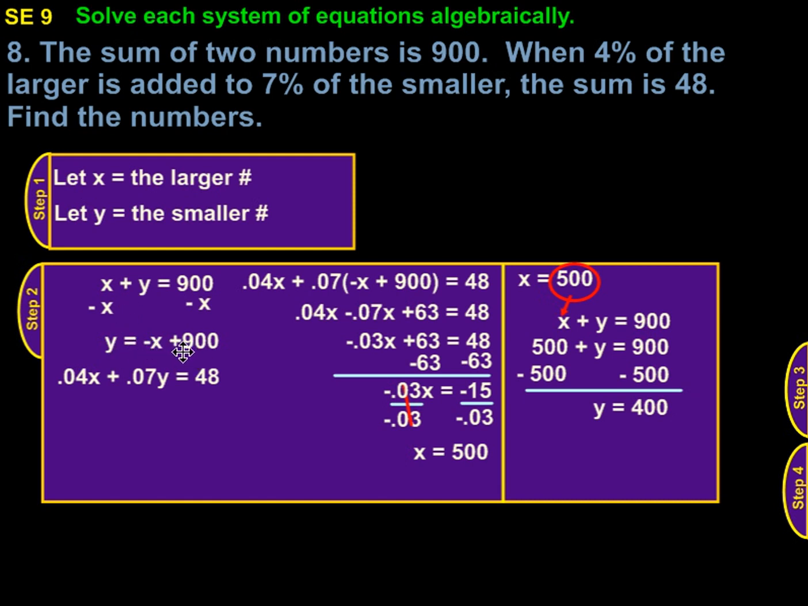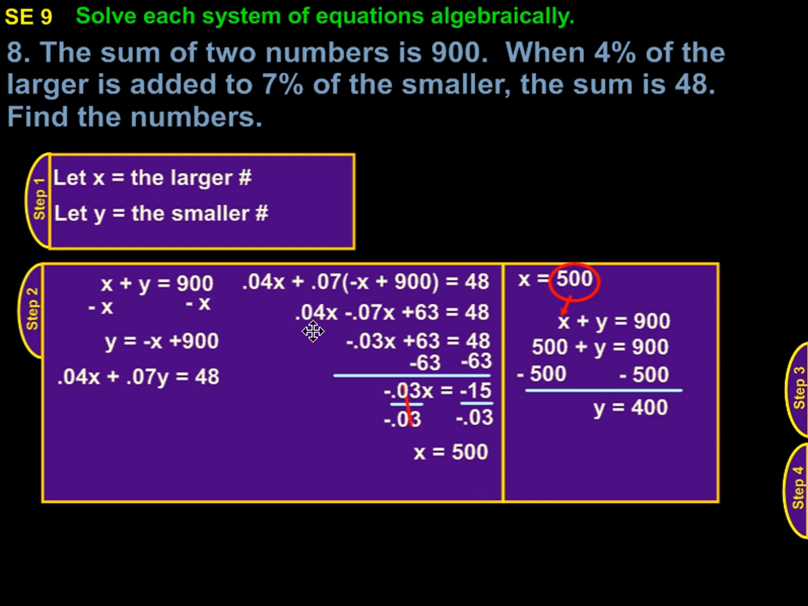I can then take that negative x plus 900 and plug it in for y, which I'm going to do right over here. So I have 0.04x plus 0.07 times the value for y, negative x plus 900, equals 48. So the 0.04x, and then I distribute 0.07 to everything inside the parentheses. I have negative 0.07x plus 63 equals 48.